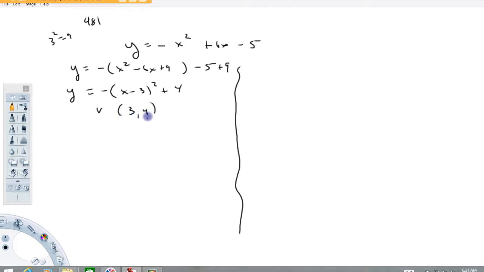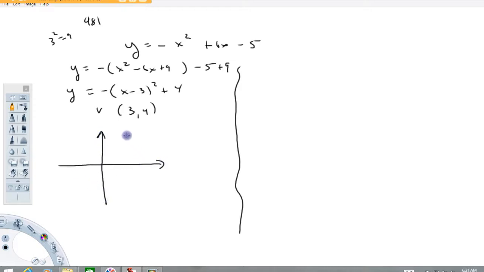I'm getting that by comparing x minus h to x minus 3, so the h is 3, and then this value is the k of the vertex. This parabola opens down, and it's at the point 3, 4. What you can do is come over here and start plotting points.